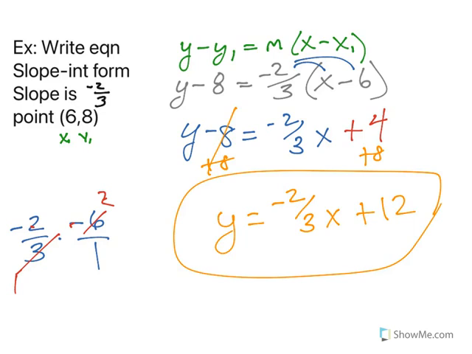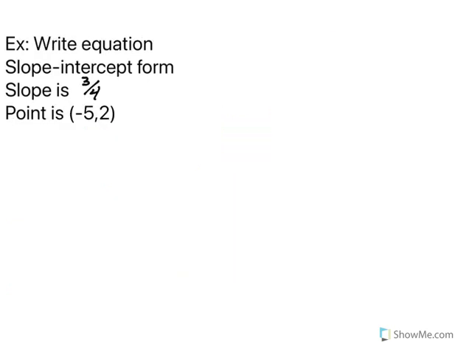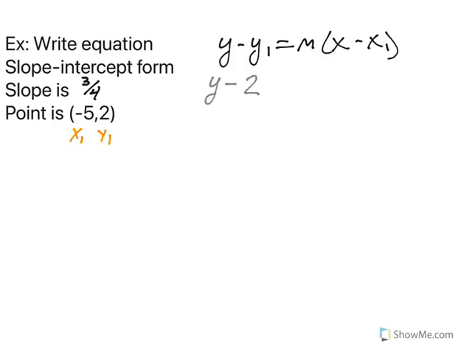Let's do one more where the fractions are ugly. Let's write an equation in slope-intercept form where the slope is 3/4 and the point, x1, y1, is negative 5, 2. Okay, so y minus y1 equals m times x minus x1. Let's plug in what we know. Y minus 2 equals 3/4 times x minus negative 5. I have a double negative. Minus a negative makes it a positive. So inside my parentheses is the same as x plus 5. And I am ready to distribute.